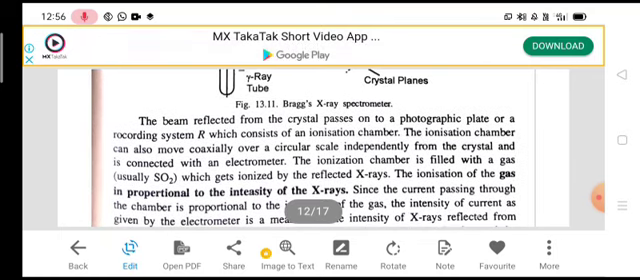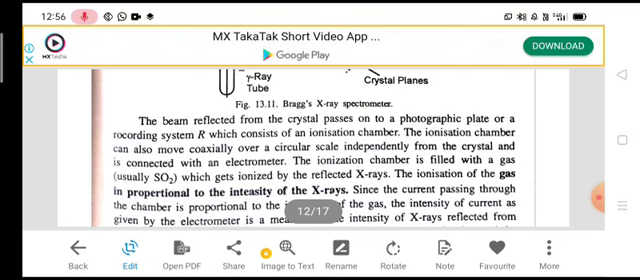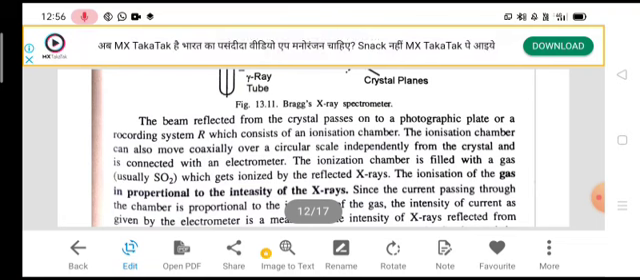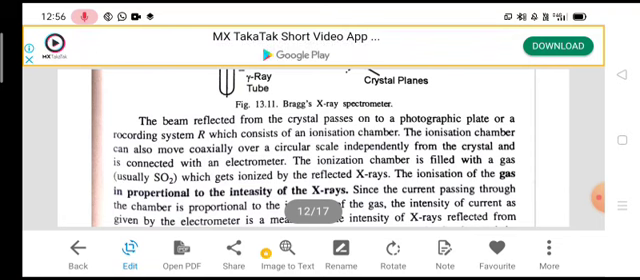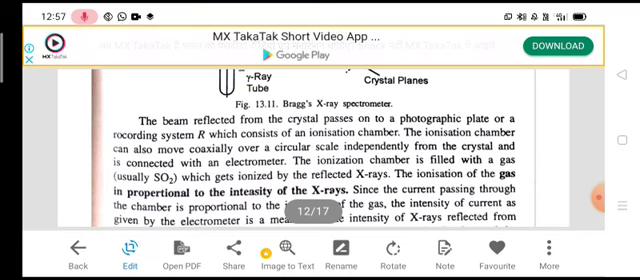The beam reflected from the crystal passes onto a photographic plate or a recorder system R, which consists of an ionization chamber. The ionization chamber can also move coaxially over a circular scale independently from the crystal. And this ionization chamber is connected with an electrometer.